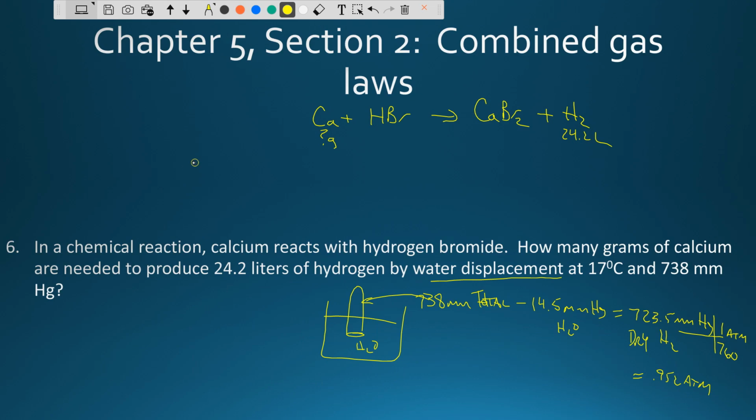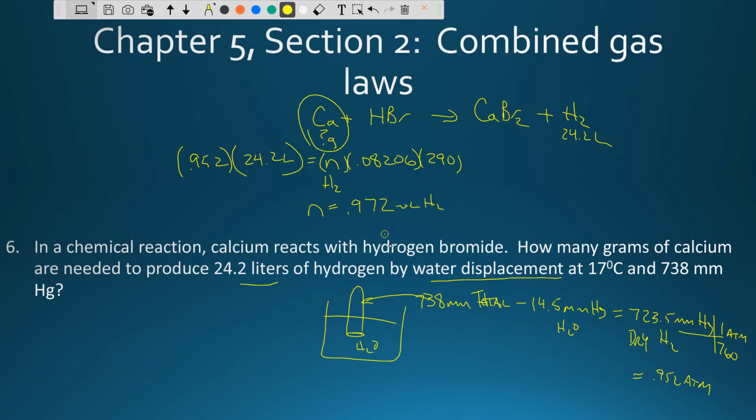Okay, now I can do the math with it. So 0.952 atmospheres, and I have 24.2 liters that I need. I'm going to solve for my moles of hydrogen. Remember, this is hydrogen here, 0.08206, and my temperature ends up being 17 degrees Celsius, so that ends up being 290 Kelvin. So my n value ends up being 0.972. That's moles of hydrogen.